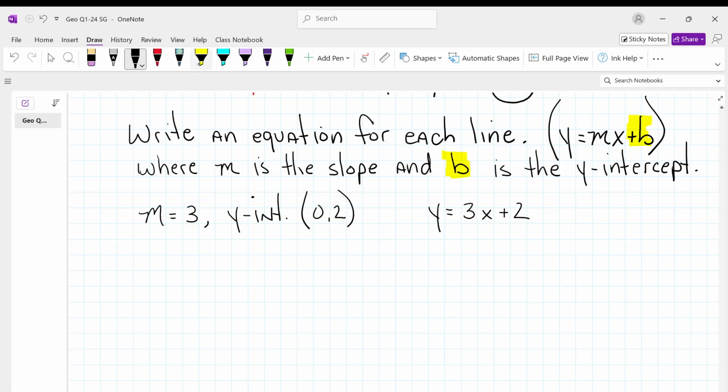All right, here's your m. Here's your slope. It goes between the equal sign and the x. And when you're given the y-intercept and the x value is 0, this is your y-intercept. So we use the positive 2 right here in the equation. All right, in this format, yellow matches yellow and blue matches blue.